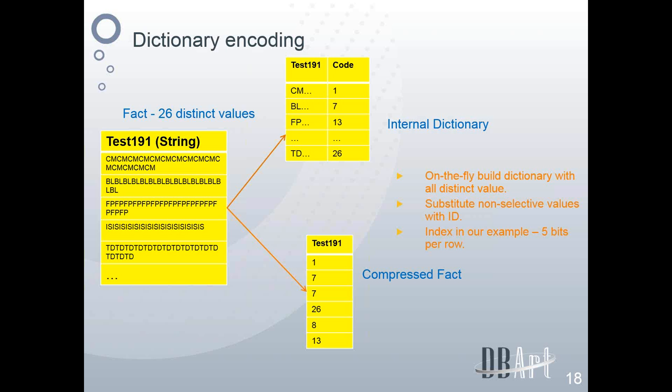We have 1 to 26, so 1 to 26 is enough. 5 bits are enough to represent any number from 1 to 26. So instead of 30 bytes, we have only 5 bits per row. That's why our string results segments occupied less space than integer results.